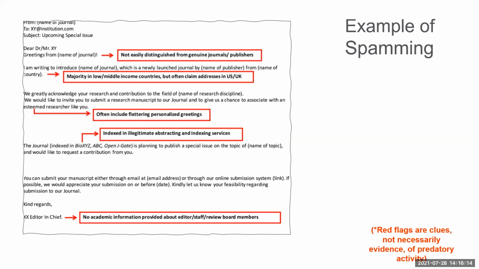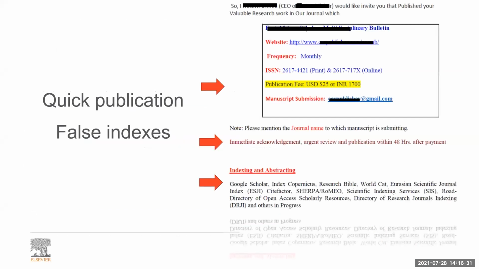So as I mentioned, these are red flags or clues, not necessarily evidence of predatory activity. Often some of these characteristics need to add up in order for it to be considered a predatory journal.